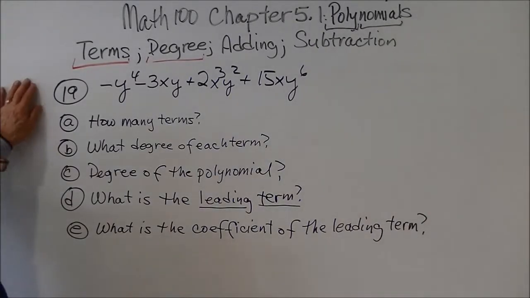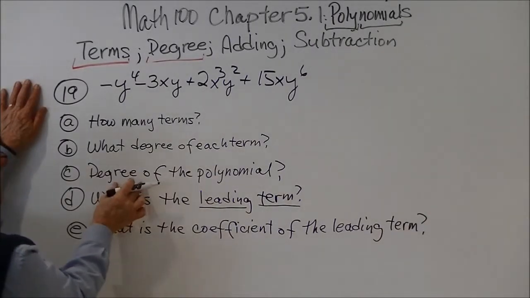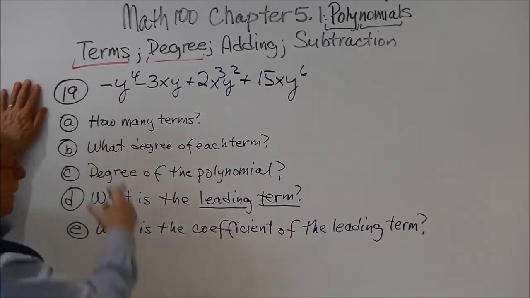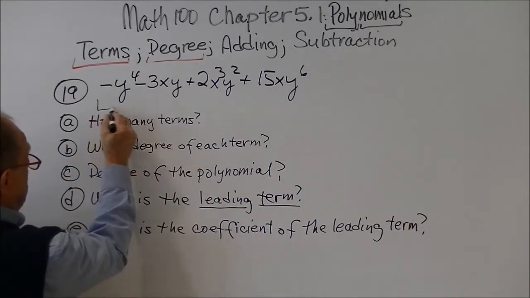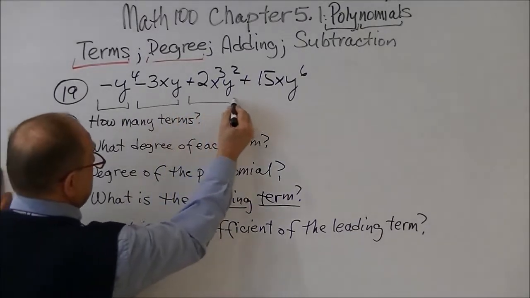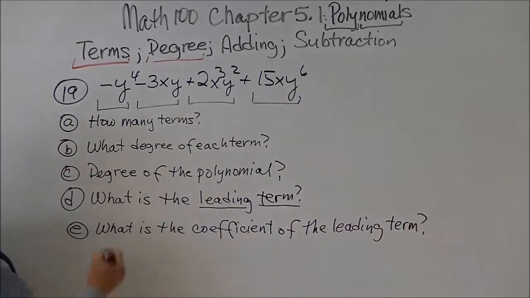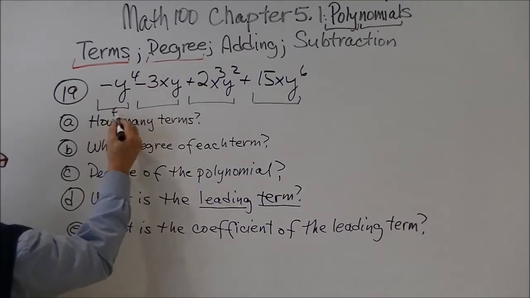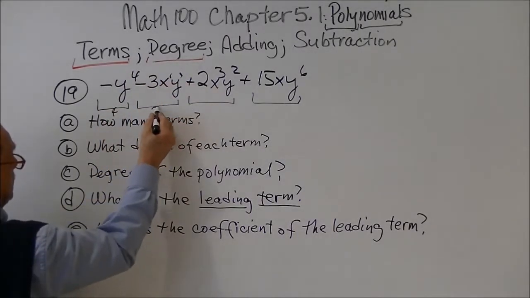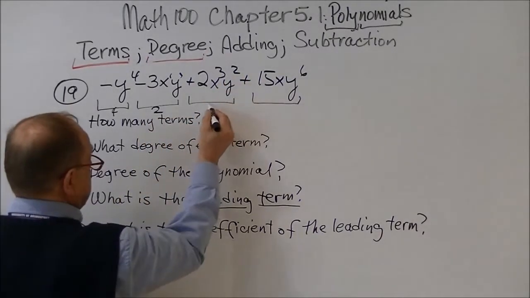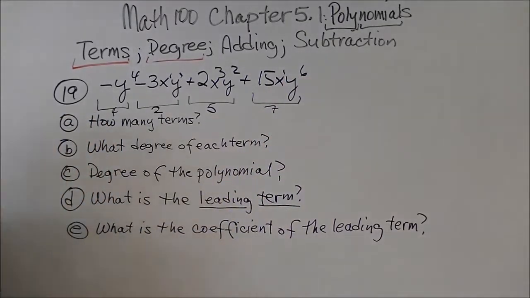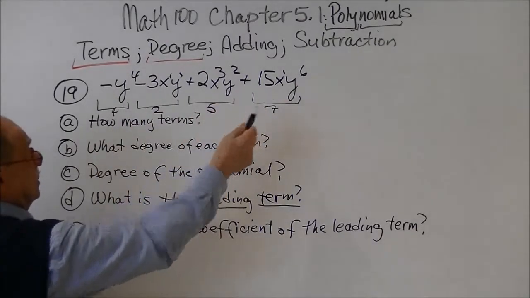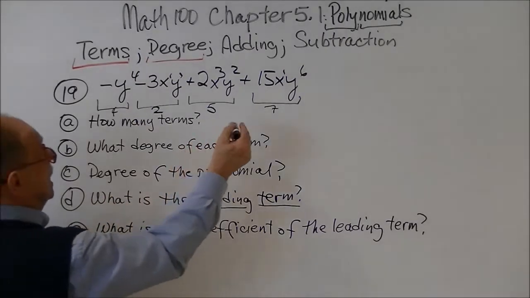Well, for 19, they're only asking what is the degree of this polynomial, but we can do all of these since I have them written down here. How many terms? Well, 1, 2, 3, 4. The degree of this term is 4. There's a 1 there and a 1 there, so this is 2. A 3 and a 2 is 5. A 1 and a 6 is 7. So the degree then of this polynomial, which is C here, would be the highest, which is 7.